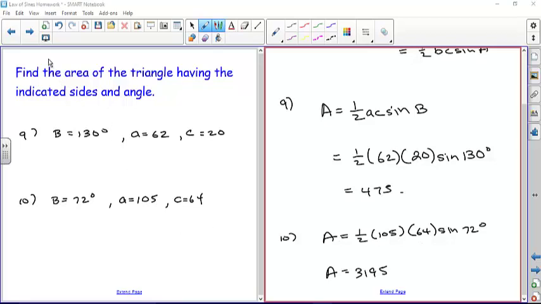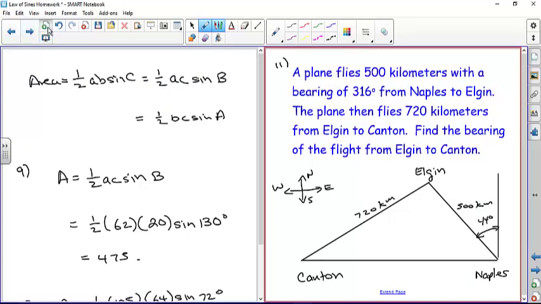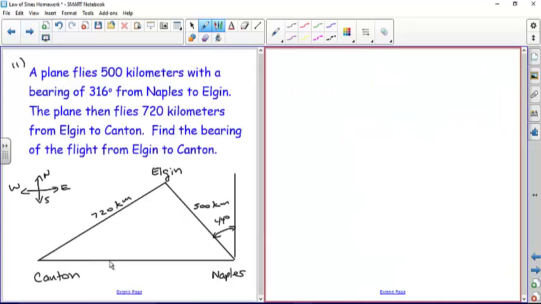Okay, now we've got two word problems. So here we have a plane that flies 500 kilometers with a bearing of 316 degrees from Naples to Elgin. So the question is, why is it 316 degrees based on that bearing? Because you've got this angle, which is 44. I'm just going by the picture in the book. Let me pause for a second.